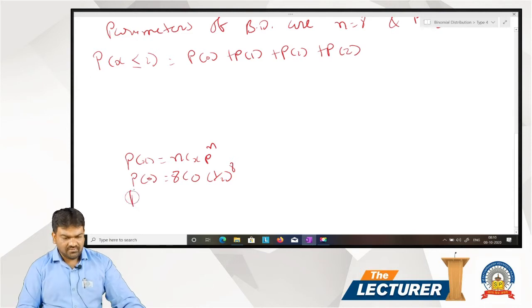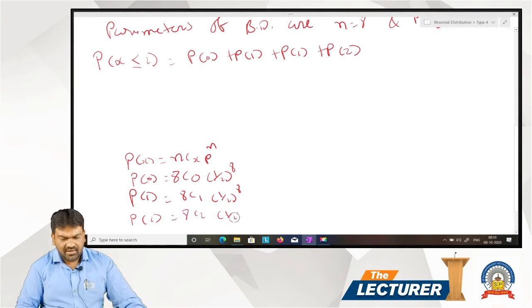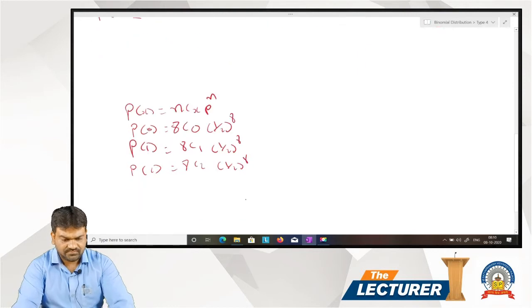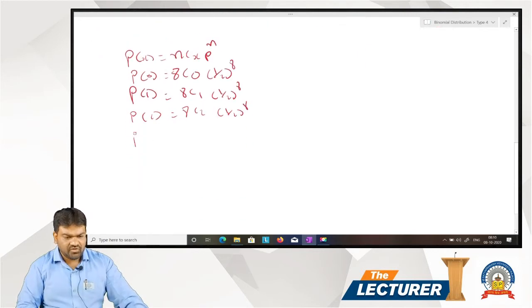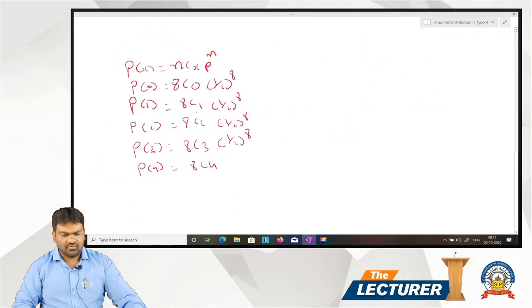P of 1, 8C1, 1 by 2 raised to 8. P of 2, 8C2, 1 by 2 raised to 8. P of 3, 8C3, 1 by 2 raised to 8. And P of 4, only up to P of 2 we have to find, up to P of 2.